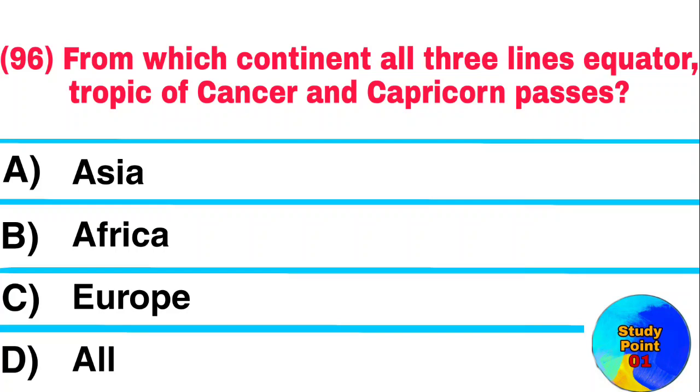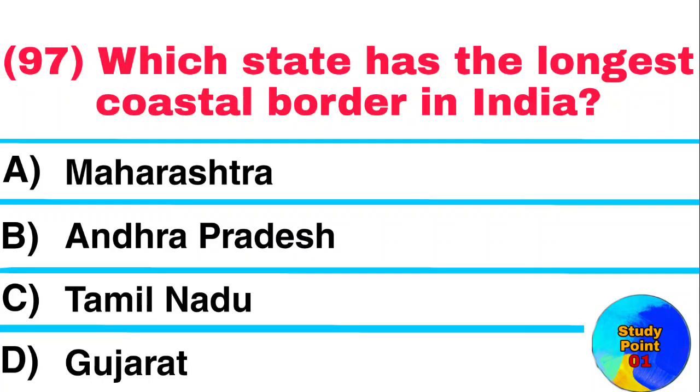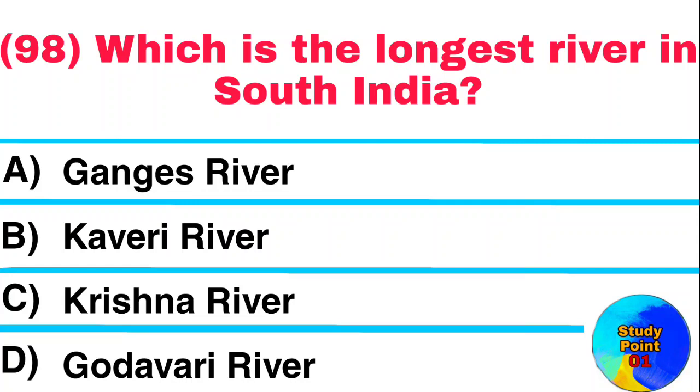Question. From which continent do all three lines, Equator, Tropic of Cancer and Tropic of Capricorn, pass? A. Asia. B. Africa. C. Europe. D. All. Answer. Africa. Question. Which state has the longest coastal border in India? A. Maharashtra. B. Andhra Pradesh. C. Tamil Nadu. D. Gujarat. Answer. Gujarat. Question. Which is the longest river in South India? A. Ganges River. B. Kaveri River. C. Krishna River. D. Godavari River. Answer. Godavari River.